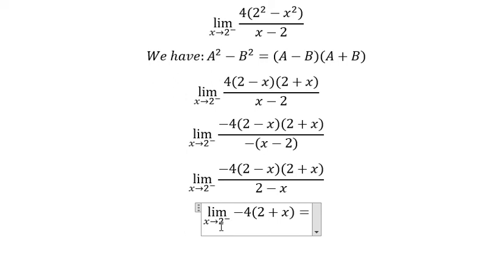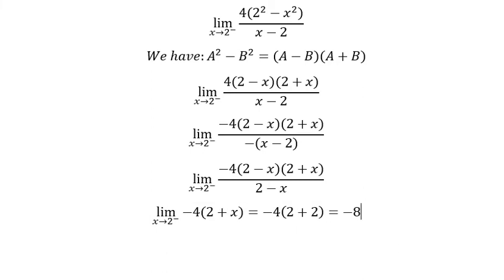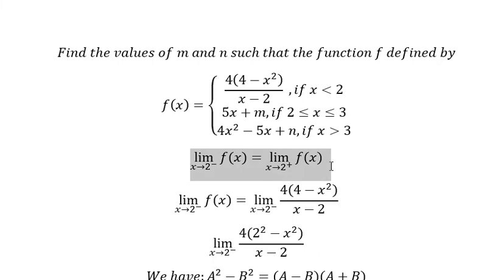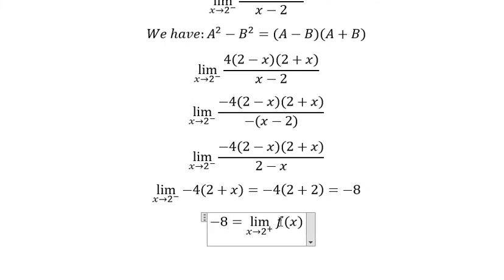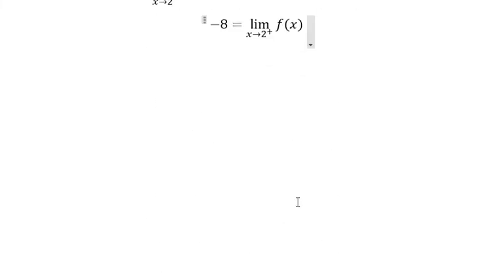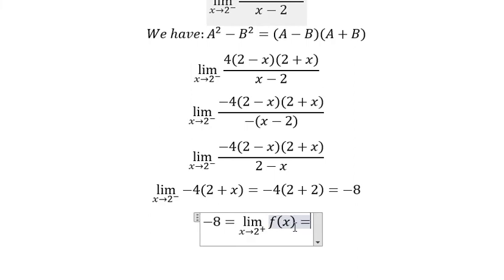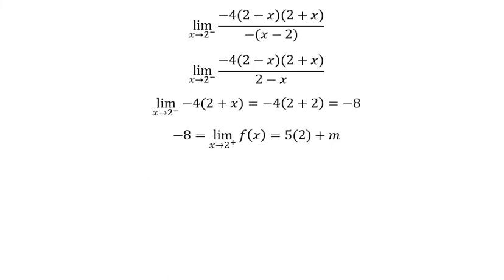And now I will put number 2 in here, and we have negative number 8. Now we go back in here. This one equals negative number 8. And now we have the limit on the right of number 2 in here. That is about this one. So I will put positive number 2 in here. And now we can simplify like this.